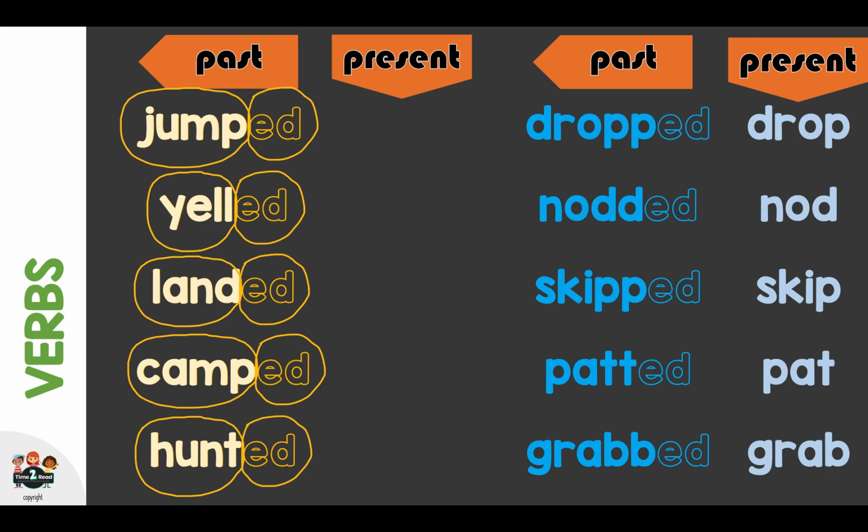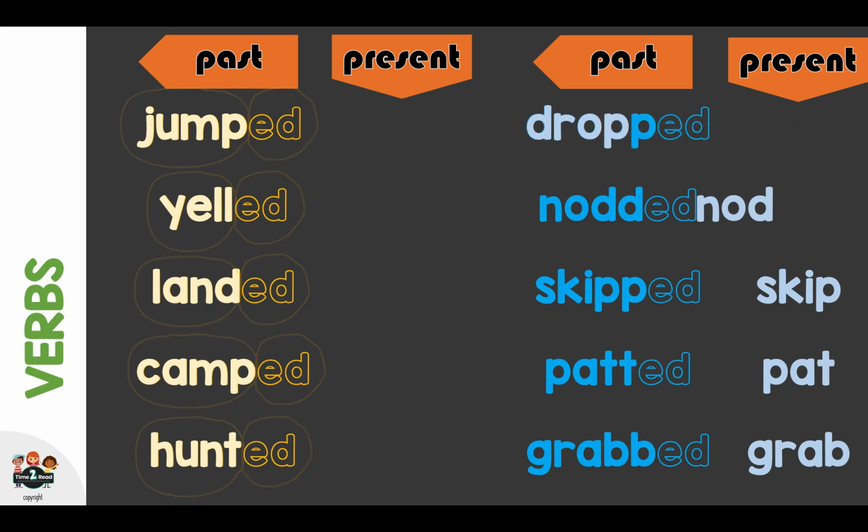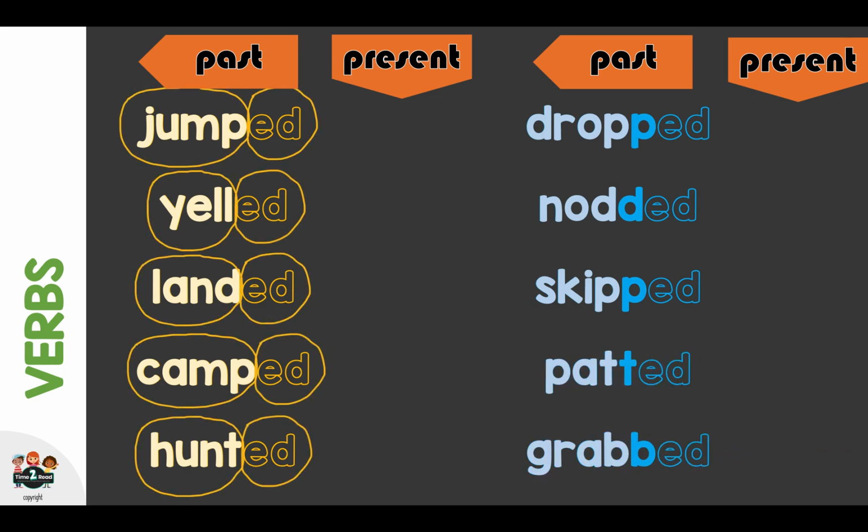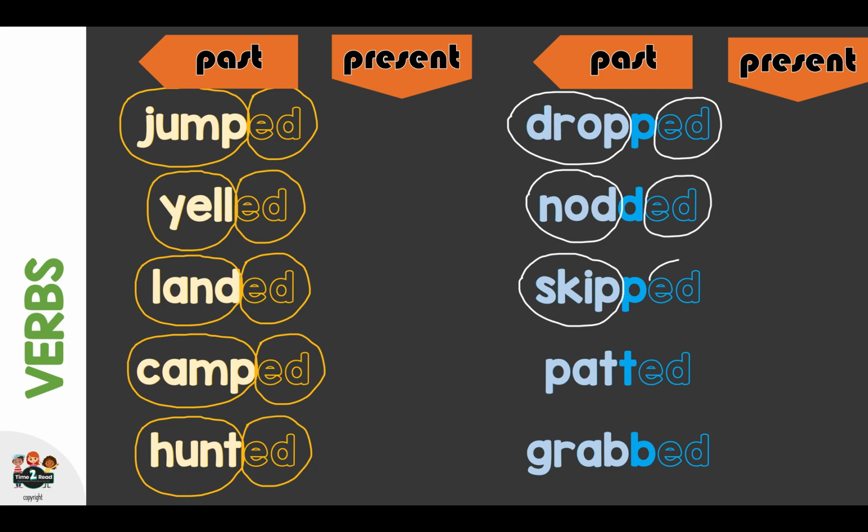Now let's see if we use the same rule for writing the blue verbs into the past tense. What do you notice? Boys and girls, do you notice an extra consonant between the root verb and ed? So I notice that the ending consonant of each verb was doubled.